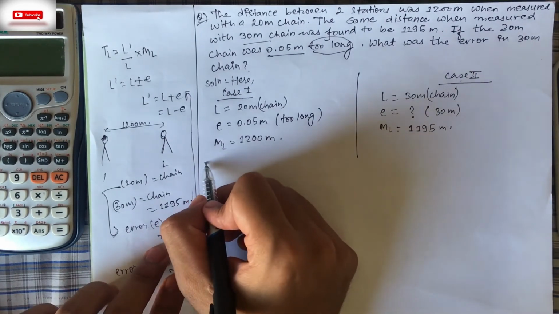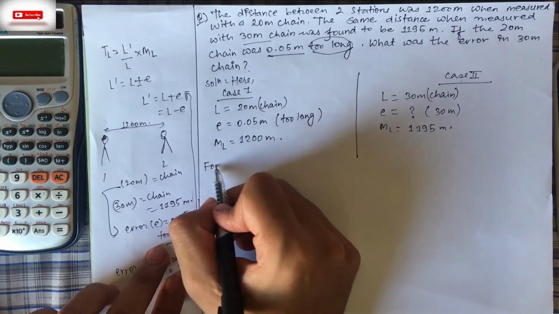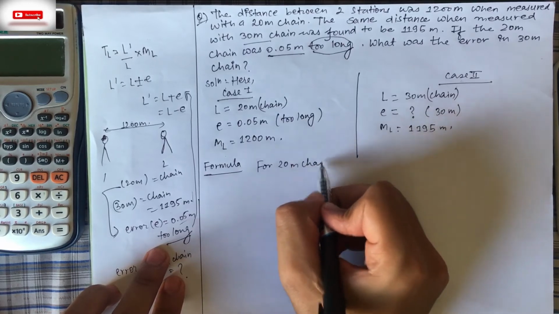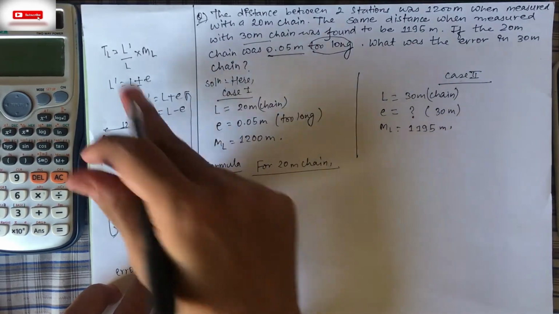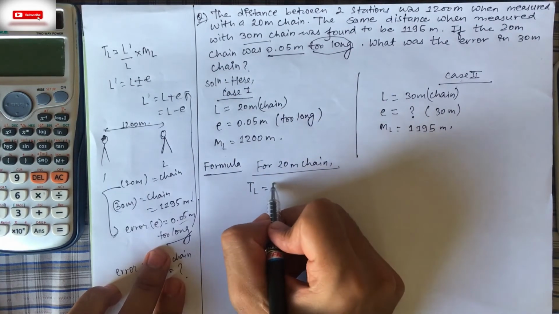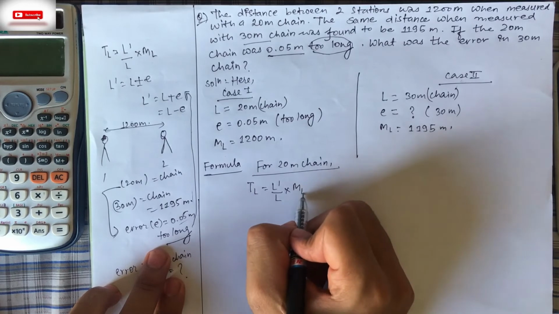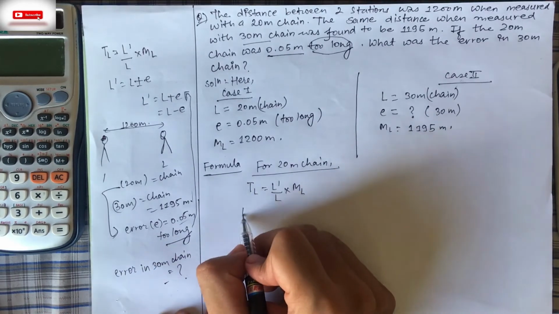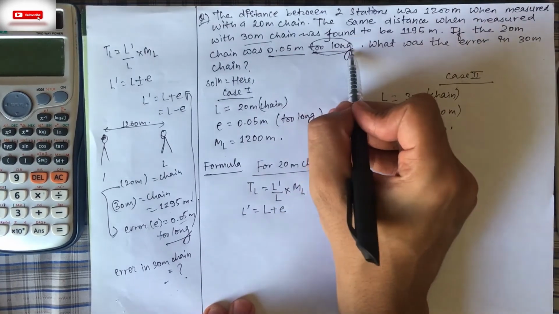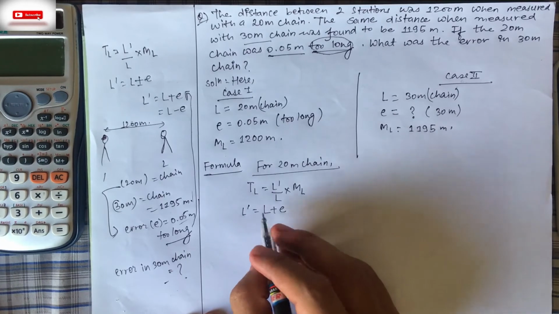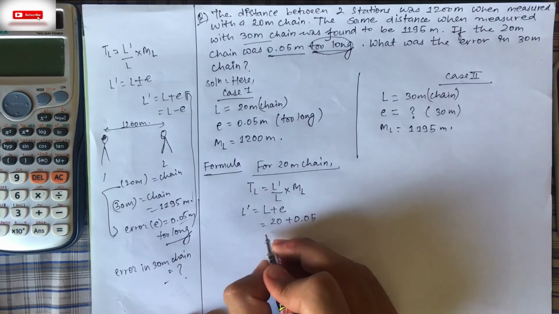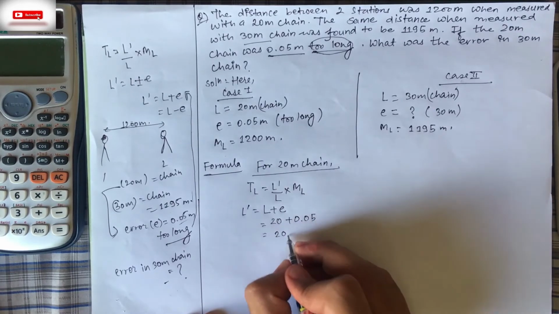Now for case 1, let's go for the formula for the 20 meter chain. We know the formula, that is TL is equal to L dash upon L into ML. So we'll write that one. And we know L dash is equal to L plus E. Why are we writing L plus E? Because it's saying too long for the 20 meter chain. So L plus E: L is 20, E is 0.05. That will be 20.05.